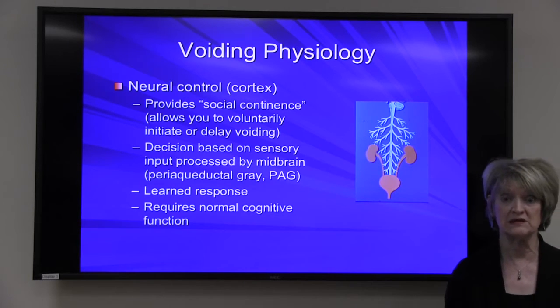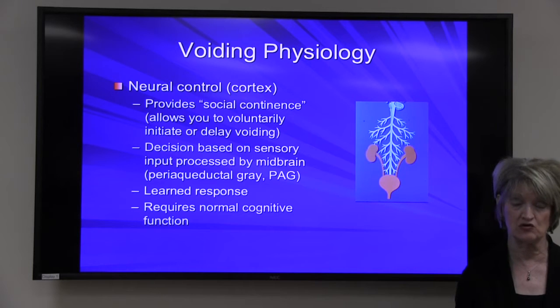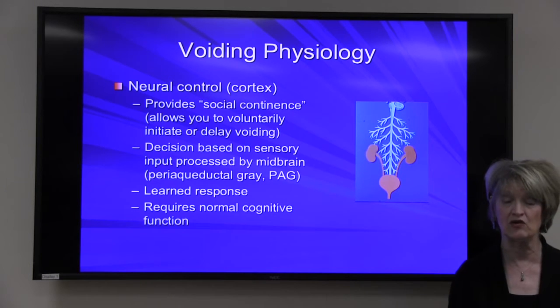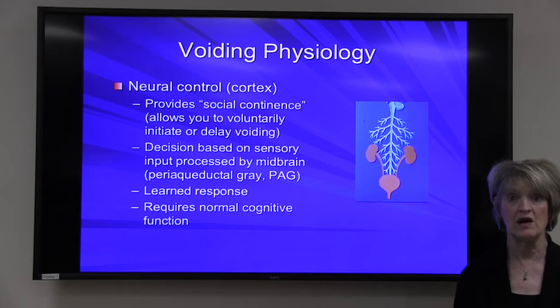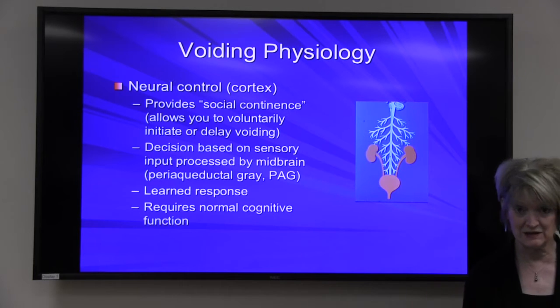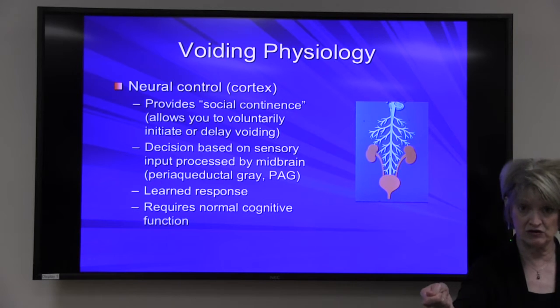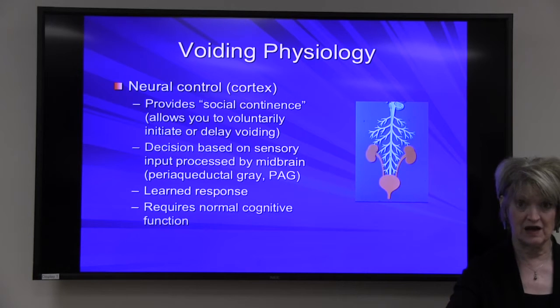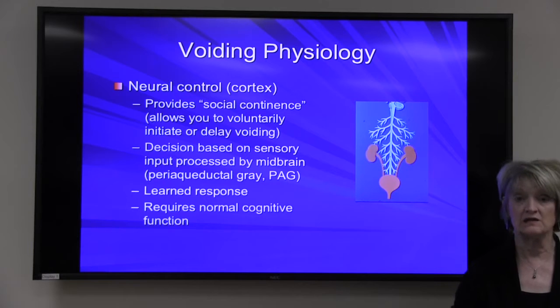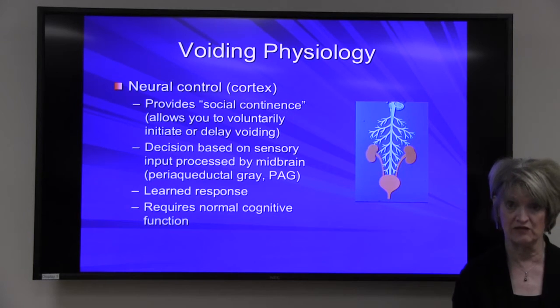So the responsibility of the midbrain, the periaqueductal gray, and other structures is to gather input both from the bladder and from the system as a whole, to process that input, hand it off to the cortex, the CEO, and wait for a decision. And then to implement the CEO's decision. So decision making is the responsibility of the cortex, but the cortex bases that decision on input processed and delivered by the midbrain.